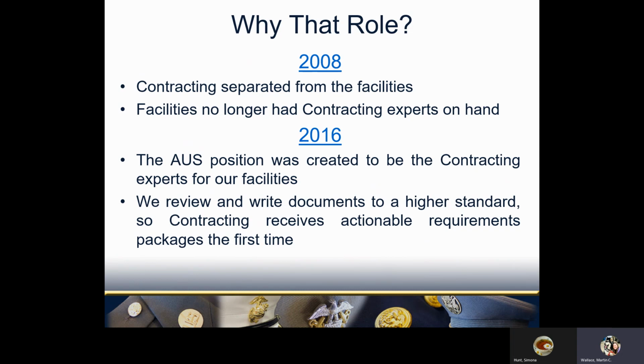Contracting in 2008 separated from the facilities. This hurts the VA's acquisition capability, so in 2016, the VA created the AUS to fill the gap. We are our facilities' acquisition experts. This means quality control is up to us if we want our packages to get worked instead of canceled. By making sure the requirements packages we send in are top notch, we help our customers meet the mission of caring for our veterans.